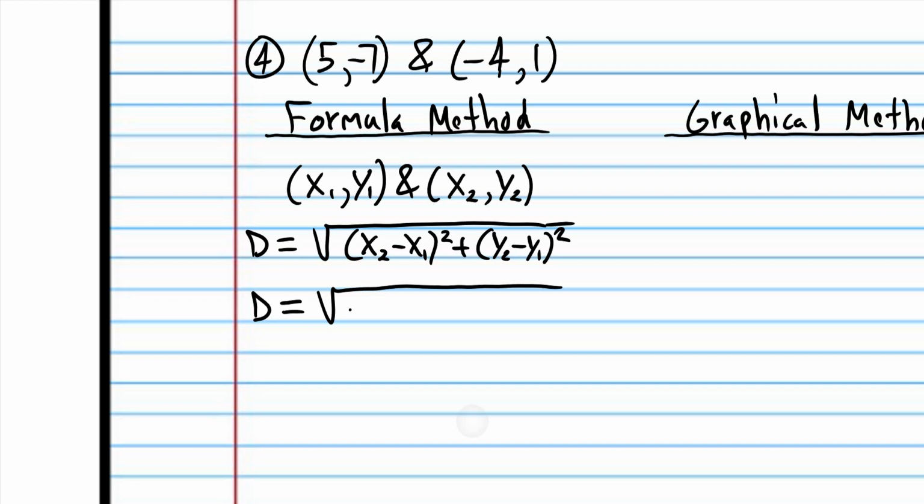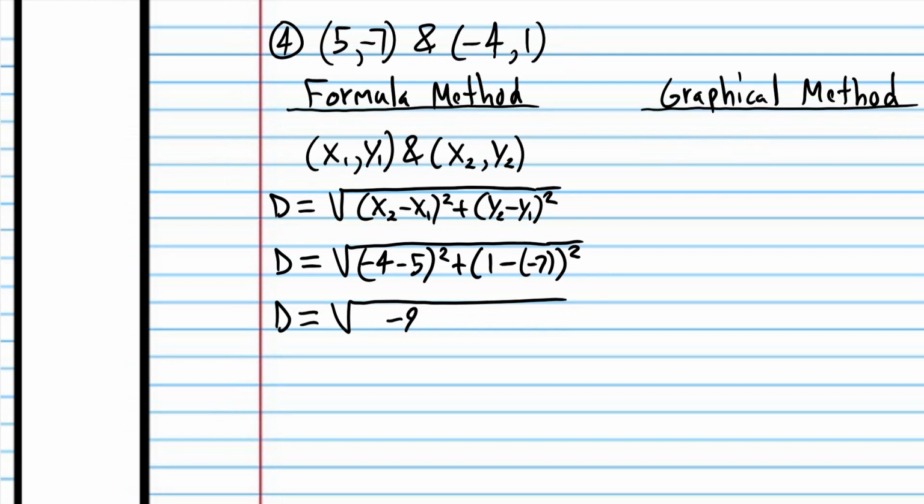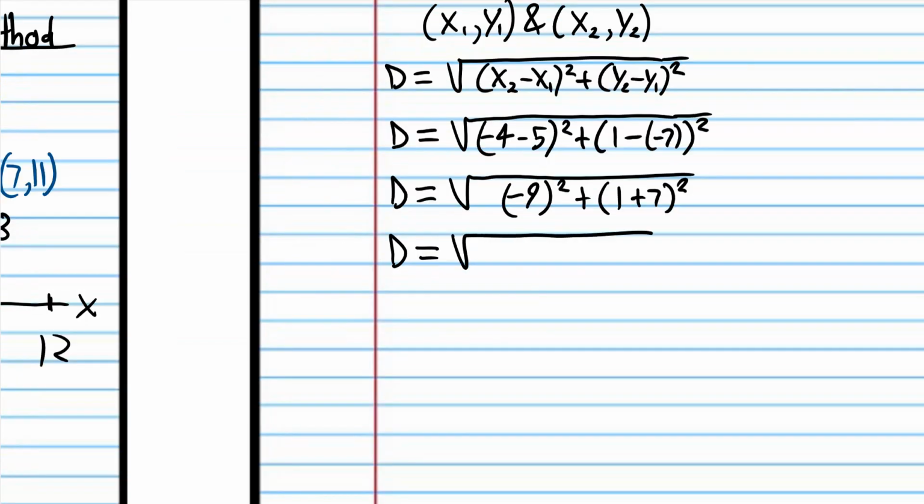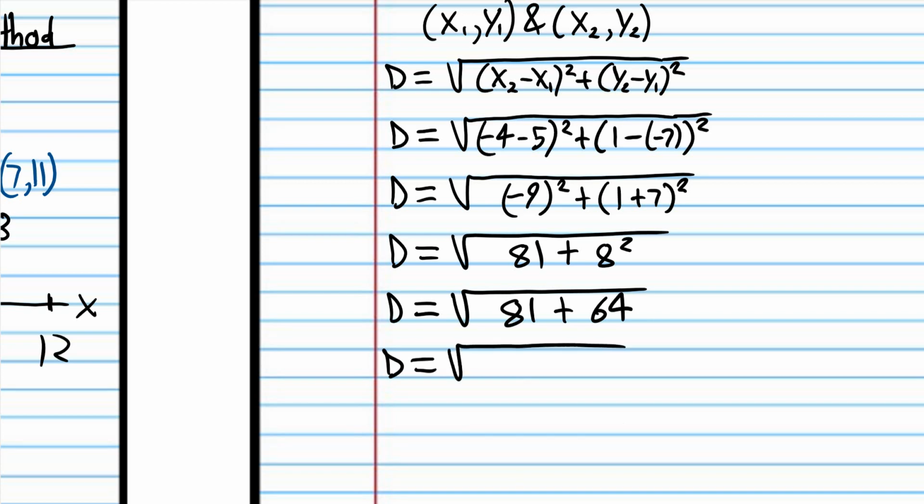And x2 is negative 4, and x1 is 5, and y2 is 1, and y1 is negative 7. So we have a double negative there. Be careful. Negative 4 minus 5 is negative 9. Make sure that you put parentheses around the negative 9. 1 minus negative 7 is 1 plus 7. And negative 9 squared is positive 81 because that's negative 9 times negative 9. A negative times a negative is a positive. And we have 8 squared. And 8 squared is 64. 81 plus 64, that would be 145.